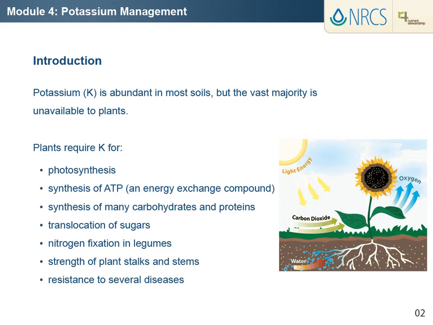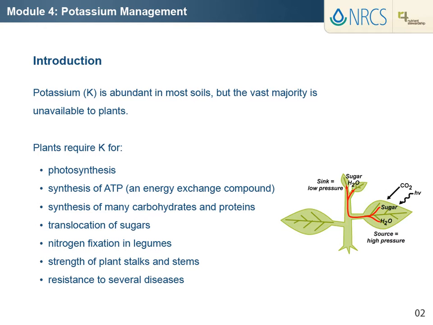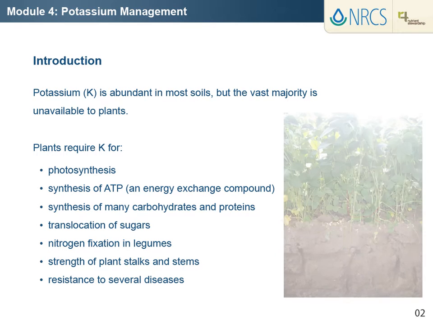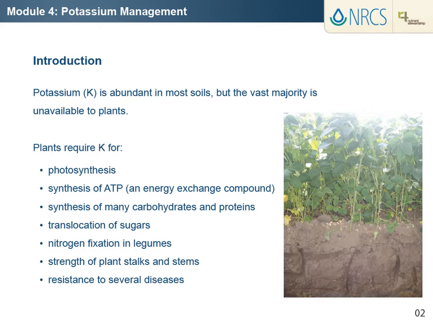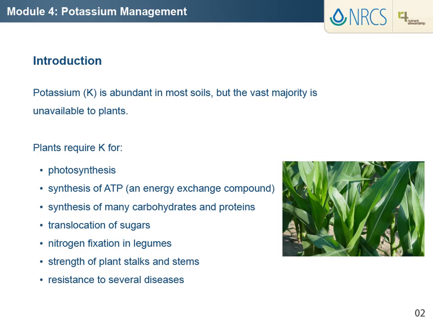Plants require potassium for photosynthesis, synthesis of energy exchange compounds like ATP, many carbohydrates and proteins, translocation of sugars, and nitrogen fixation in legumes. Adequate potassium supply strengthens plant stalks and stems, thus helping reduce lodging, and also increases resistance to several diseases through a variety of mechanisms.